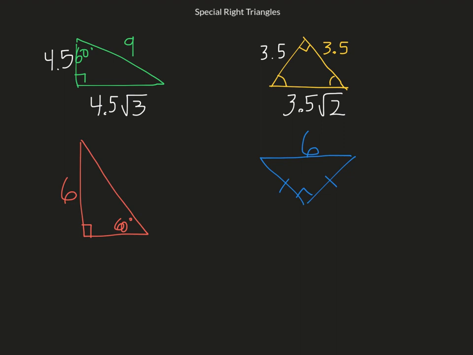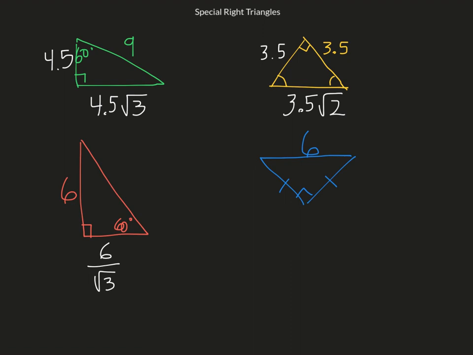Now, what I know is that the short leg, whatever its measure, times the square root of 3 equals this side, the long leg. So then the long leg, I must divide by the square root of 3 to get the short leg. And that logic is correct.